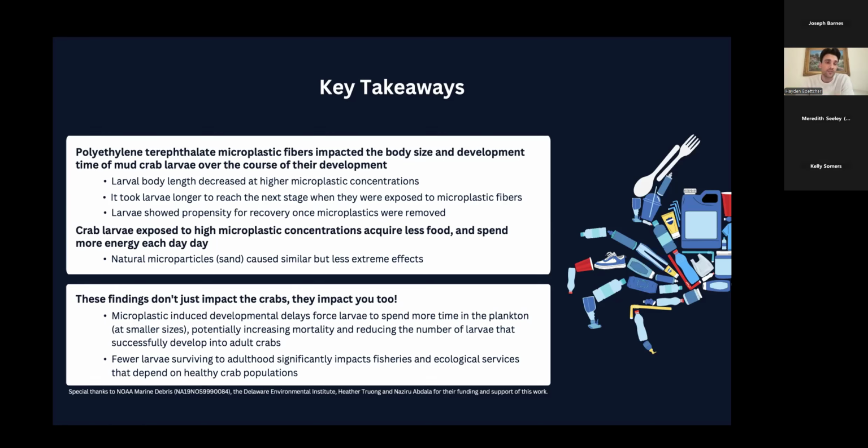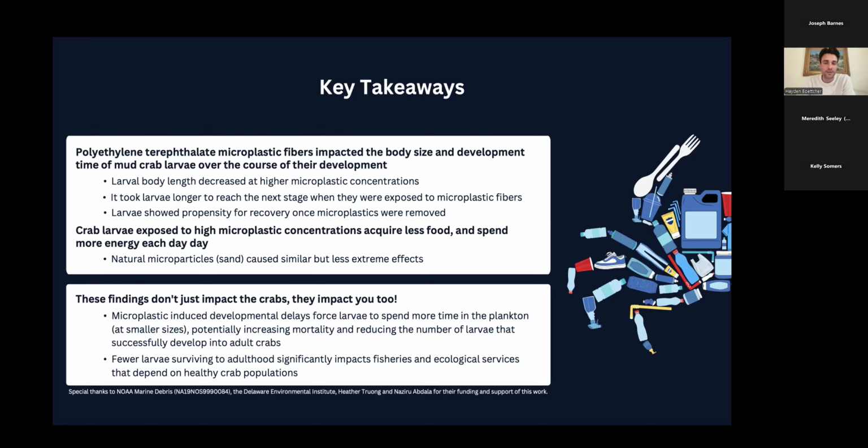And we saw that natural microparticles like sand, so any particulate in the water, may have similar effects, but they're less extreme. And so having these microplastic-induced developmental delays or body size suppressions forces the larvae to spend more time in the plankton at smaller sizes, which, if you think about it, the plankton is a terrible place to be if you're a crab larva because everything wants to eat you. And so the more time you spend there, the larger the chance of mortality, basically.